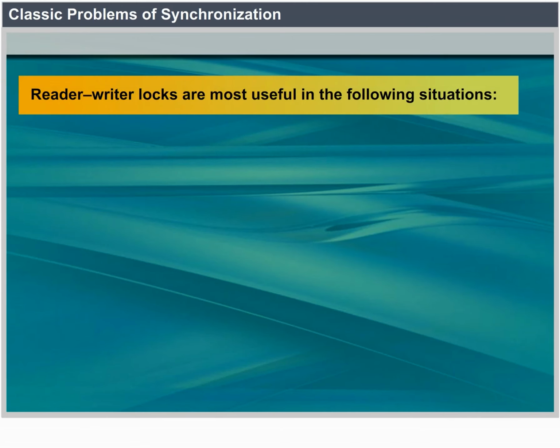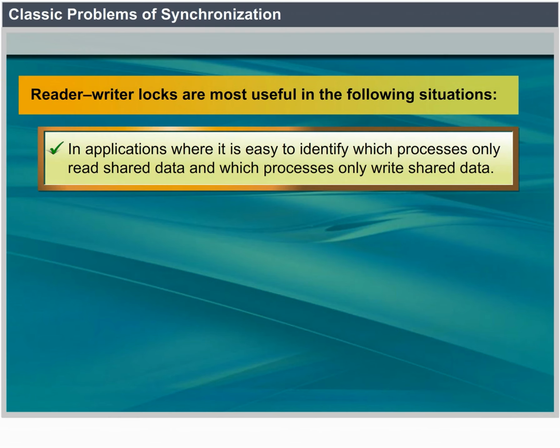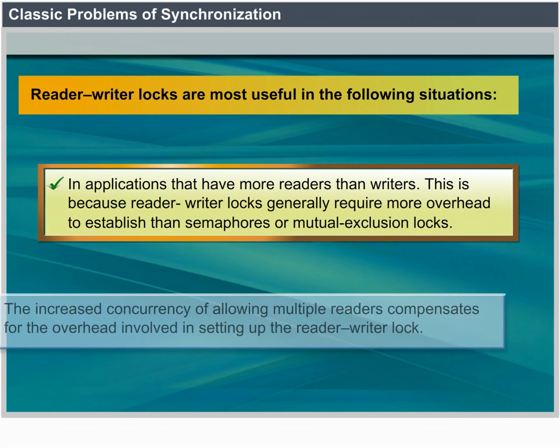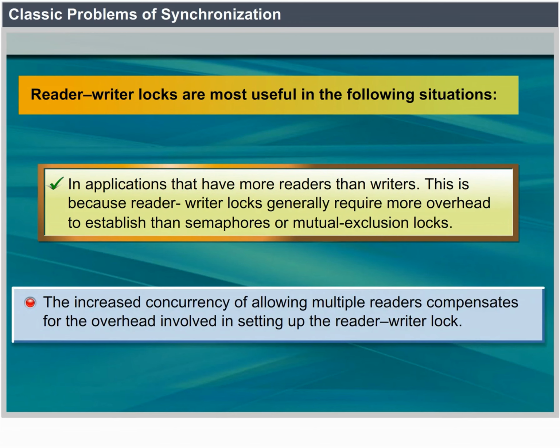Reader-writer locks are most useful in the following situations: in applications where it is easy to identify which processes only read shared data and which processes only write shared data; and in applications that have more readers than writers. This is because reader-writer locks generally require more overhead to establish than semaphores or mutual exclusion locks. The increased concurrency of allowing multiple readers compensates for the overhead involved in setting up the reader-writer lock.